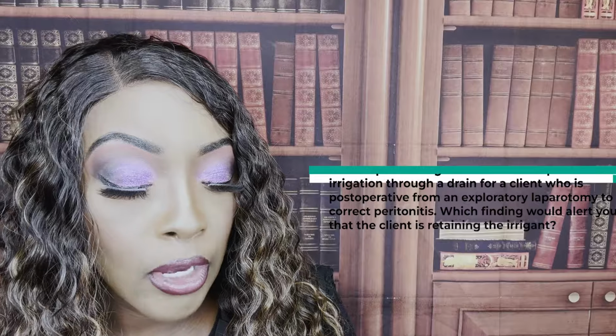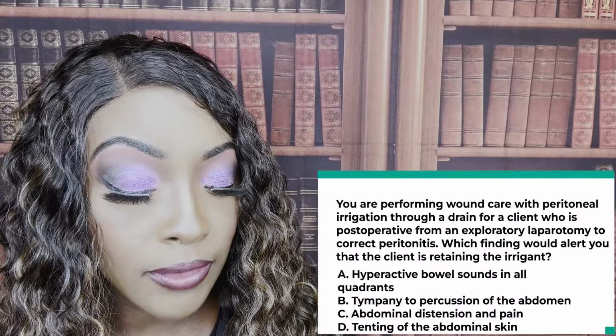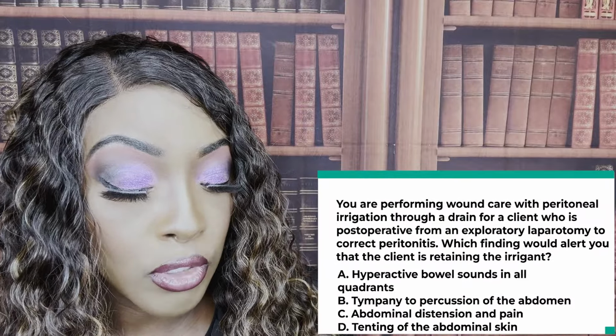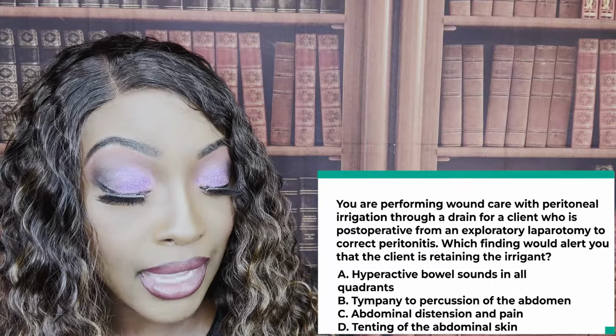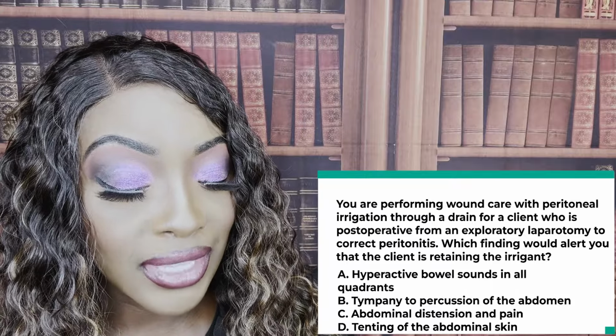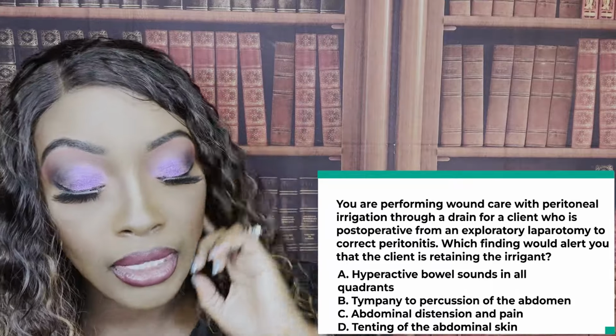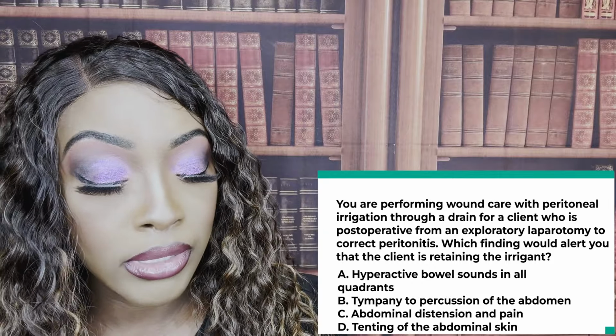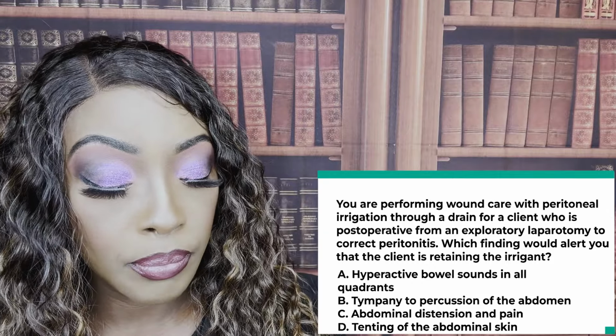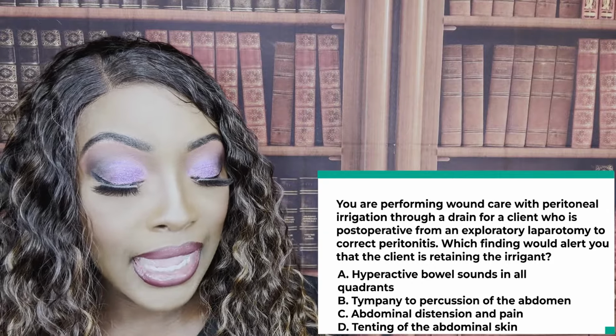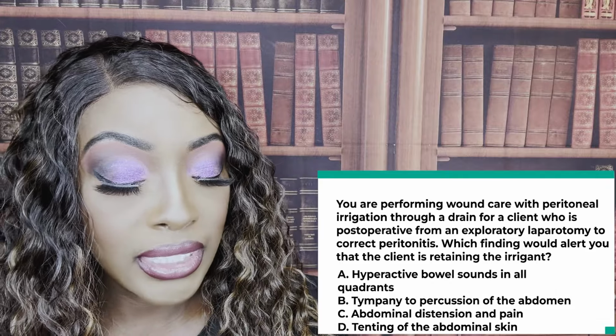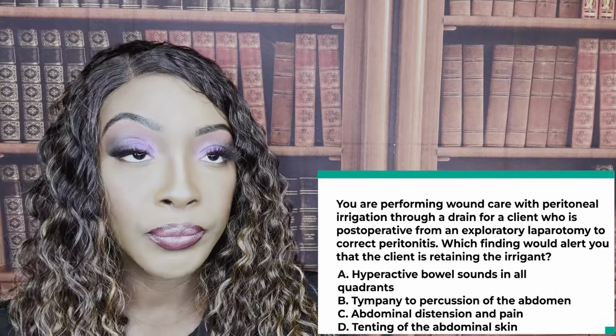You're performing wound care with peritoneal irrigation through a drain for a client who is post-op from an exploratory laparotomy to correct peritonitis. Which finding would alert you that the client is retaining the air again? Is it A, hyperactive bowel sounds in all quadrants, B, tympany to percussion of the abdomen, C, abdominal distension and pain, or D, tenting of the abdominal skin?